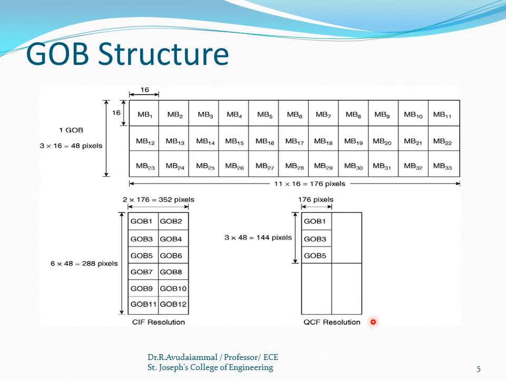Whereas in the QCIF resolution, which is 1/4 of CIF, only GOBs 1, 3 and 5 are used and the rest are eliminated. The width is half of 352, that is 176, and the height has 3 GOBs, therefore 3 times 48 is 144 pixels.